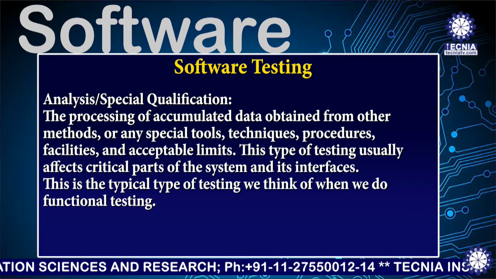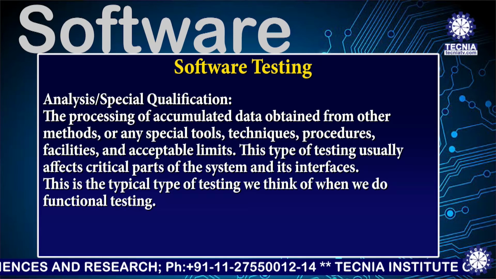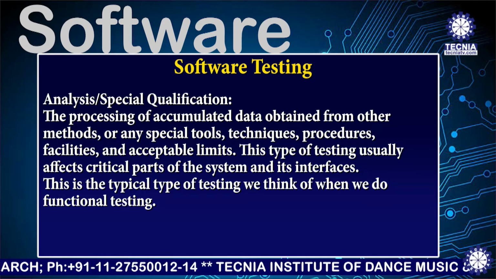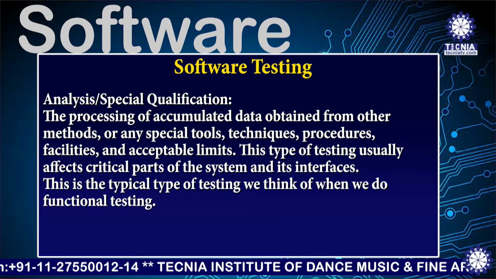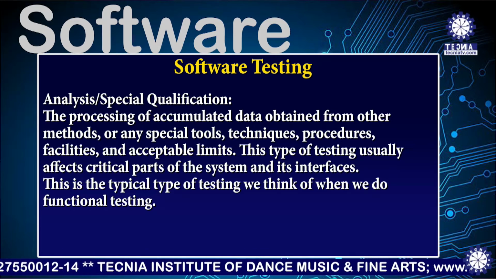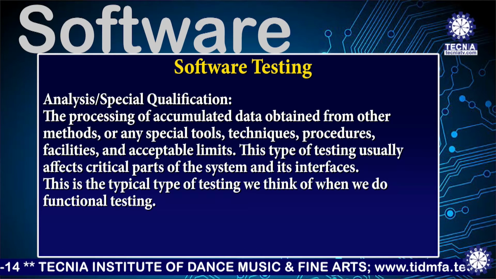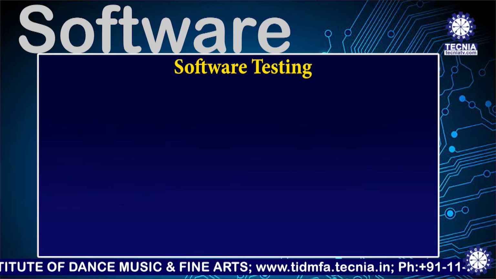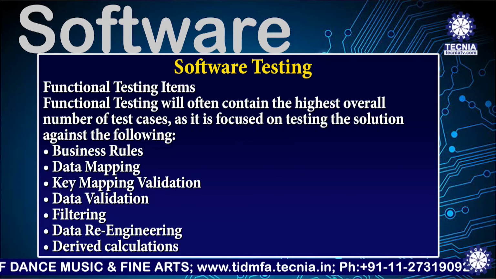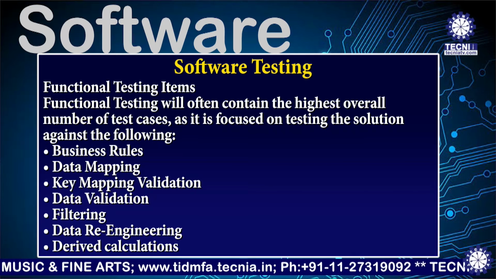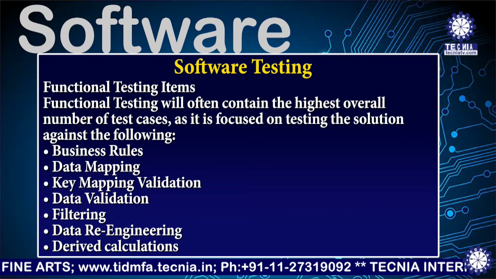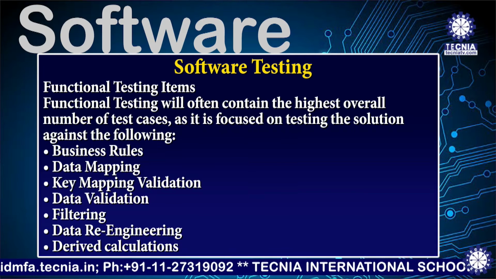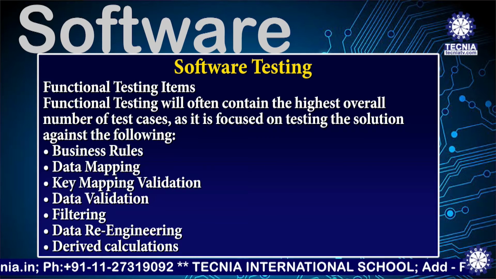Friends, we know that every software has its limitations. No software is free of limitation. So in this part, we also check the limitations of the software, and we also check the advantages and disadvantages of the given software. Now friends, it is time to discuss what are the items which we have to check during functional testing.